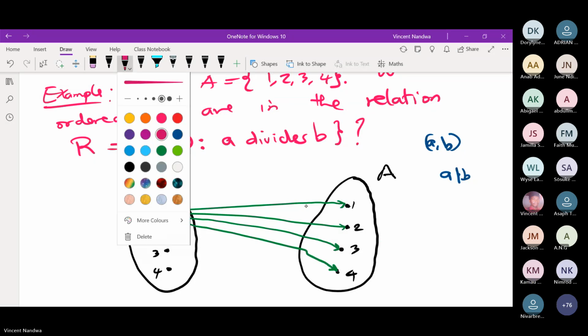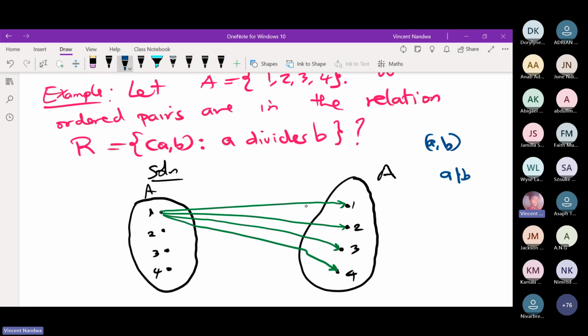And then, can 2 divide 1? No. Divide simply means that you don't have a remainder when you do the division. So 2 cannot divide 1, so we don't have an arrow from 2 to 1. Can 2 divide 2? Yes. Can 2 divide 3? No. Then can 2 divide 4? Yes, so 2 will be paired with 4.